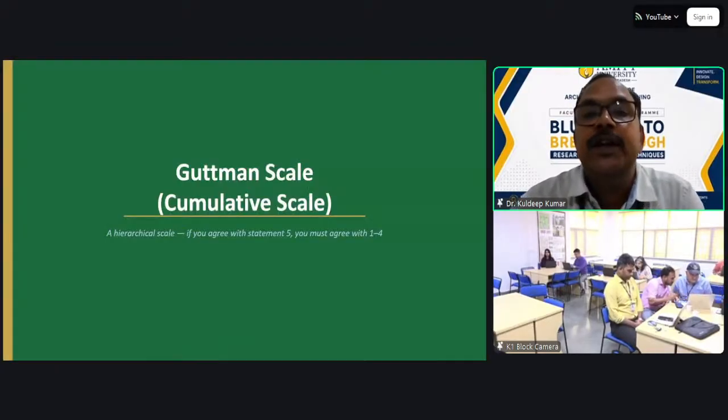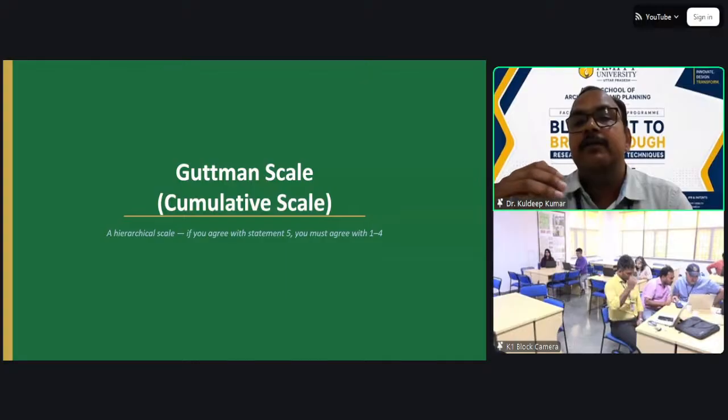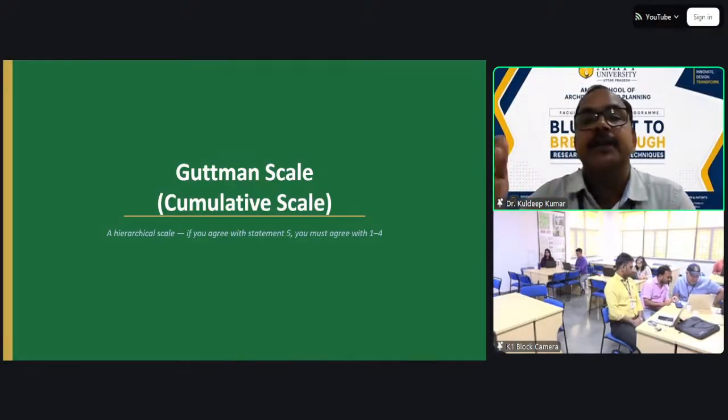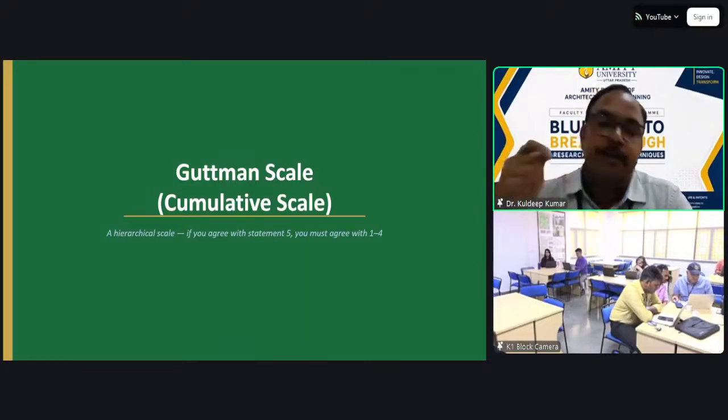So moving to the next scale. The Guttman scale is based on the simple idea that all the attitudes form a hierarchy. Think of it like a staircase: you cannot go to step 5 without having passed through steps 1, 2, 3, 4, 5. So it works on that process.